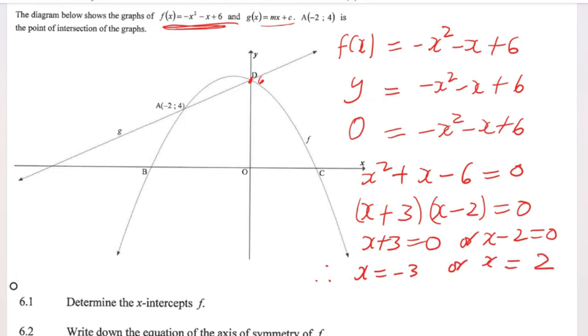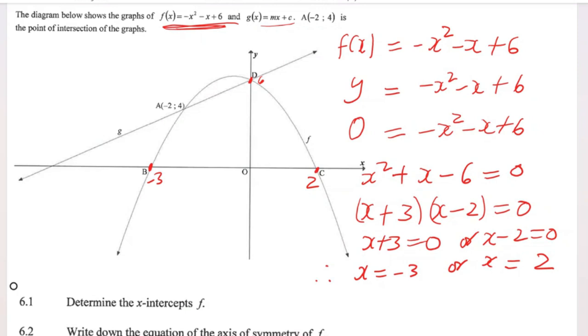Those are your x-intercepts. We are going to substitute these into our graph. Because it's on the negative side, your B is -3 and your C is equal to 2. Okay, you've got that one. Next they say write down the equation of your axis of symmetry.